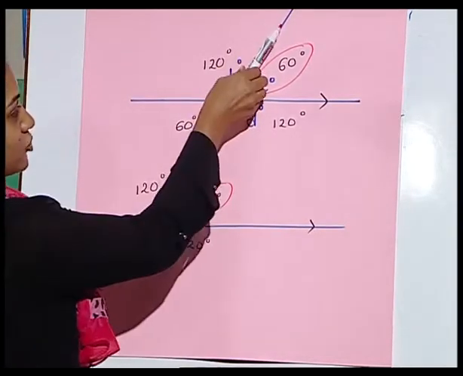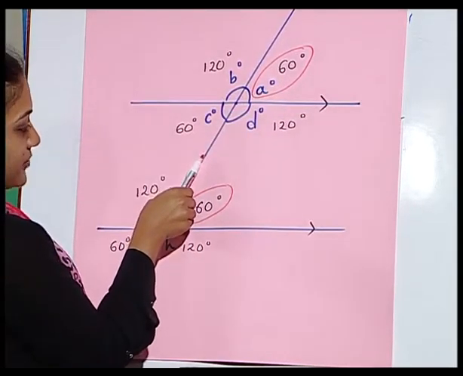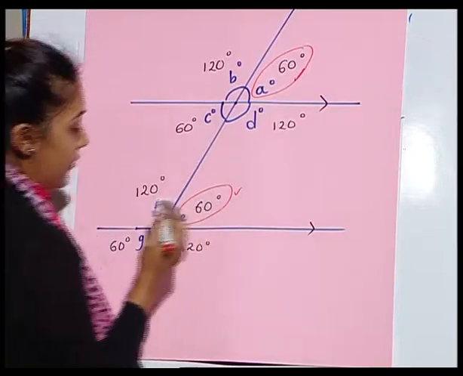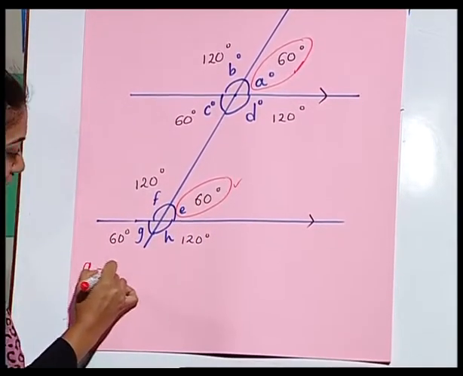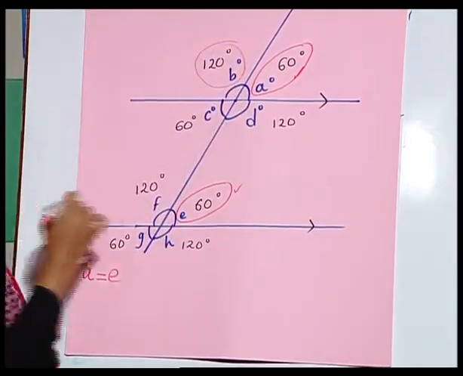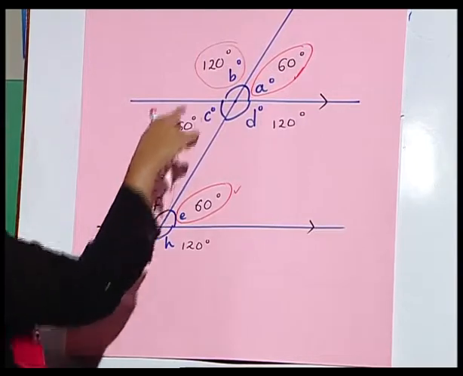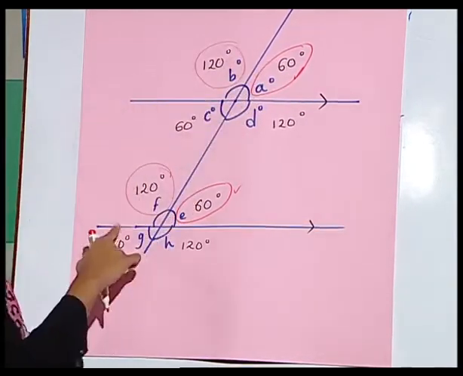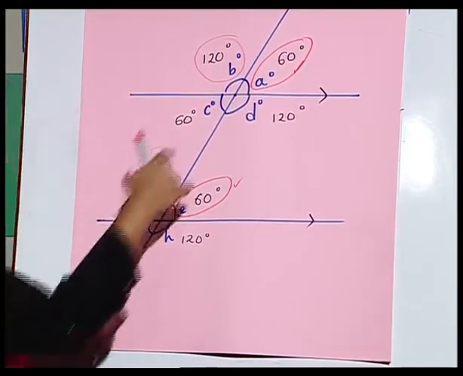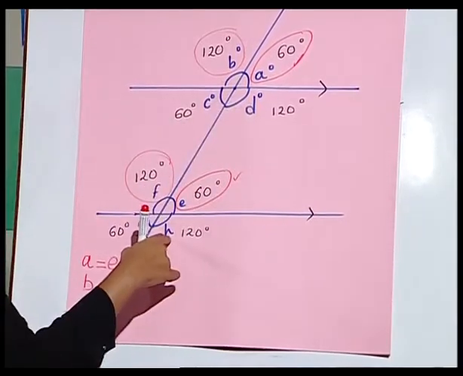The angle between the transversal and the parallel line, here also it is on the same side of the transversal and the parallel line, they are equal. Therefore, we conclude that A is equal to E. Here also, B is equal to 120, F is equal to 120 degrees. Again, in the same position relative to the parallel line and the transversal, B is equal to F, C is equal to G, and D is equal to H.